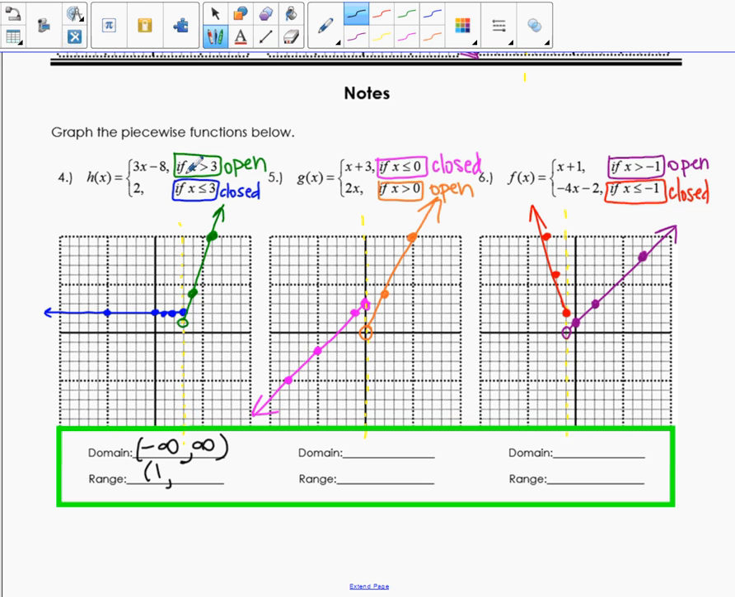And then those y values, as you go up, will continue on forever. If you look at that green line, that would get bigger and bigger and bigger and bigger. So it's 1 to infinity. Okay.